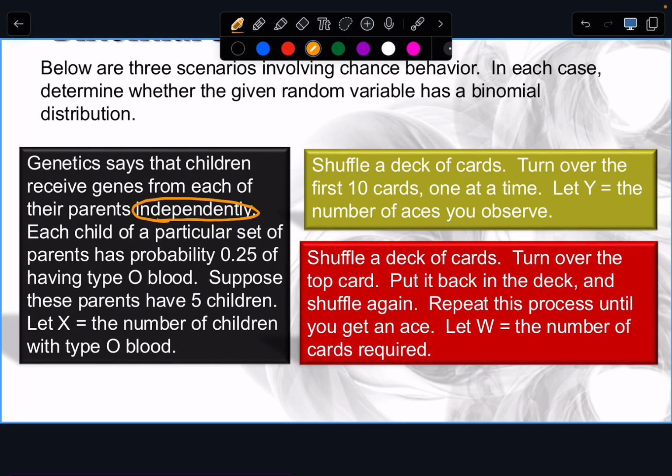No. And when we look at how they define the random variable, we can actually see that. It says let the number of cards required before we find that first ace. So we have no idea how many trials that's going to take. We haven't fixed it ahead of time. So this would not be a binomial setting.